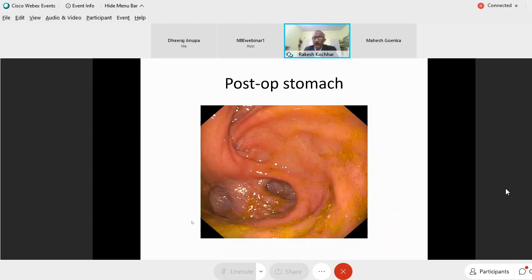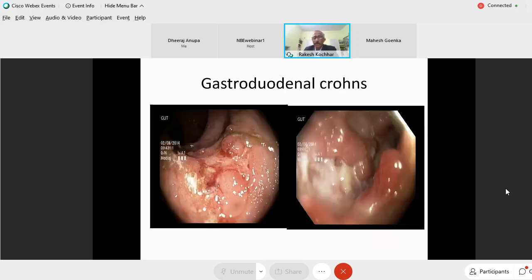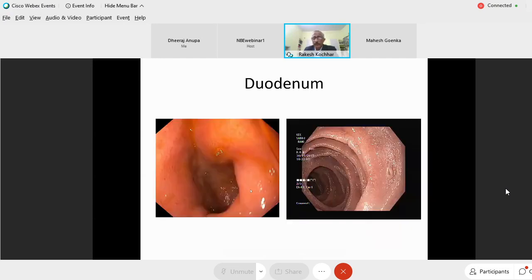Then patients with post-operative stomach, you must always do a barium study before endoscoping a patient of post-operative state, whether it is esophagus or stomach, because you do not know what you are going to see, which is the afferent loop or efferent loop, which one is the loop which is blocked or ulcerated. So a prior barium is a must in post-operative endoscopy. An example of gastroduodenal Crohn's, just like any other Crohn's, deep ulcers with pseudopolyps.